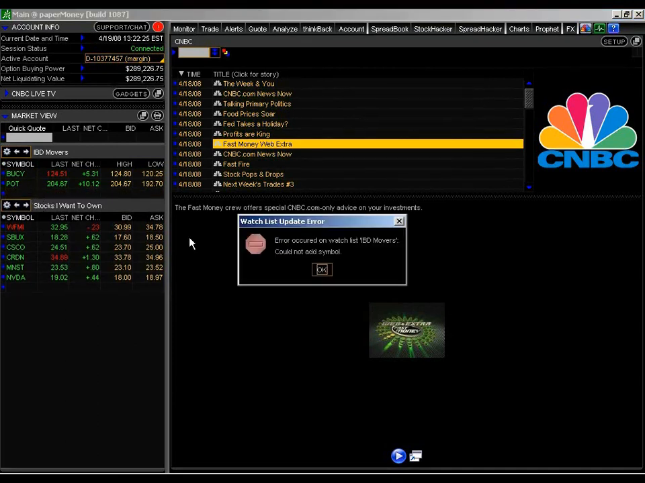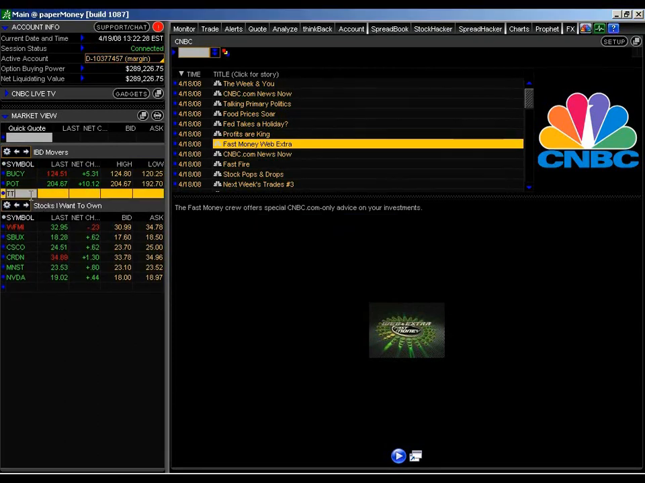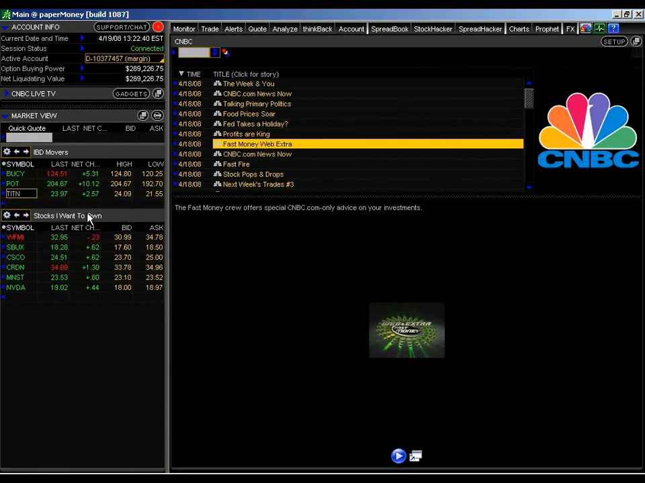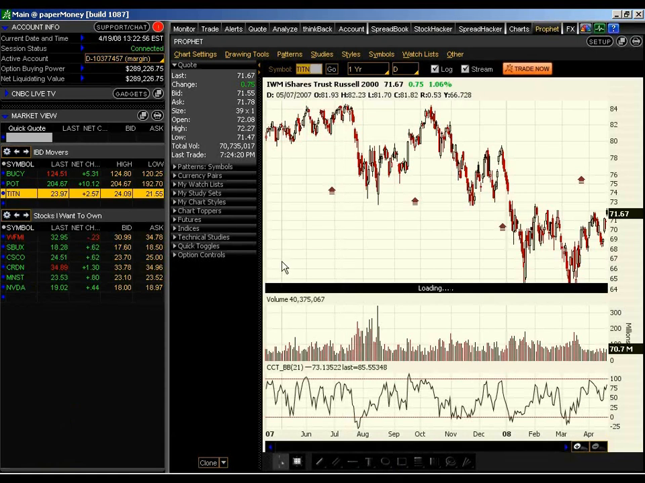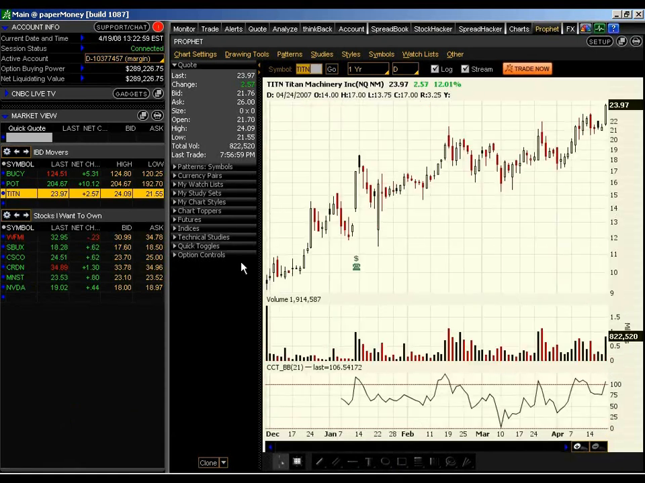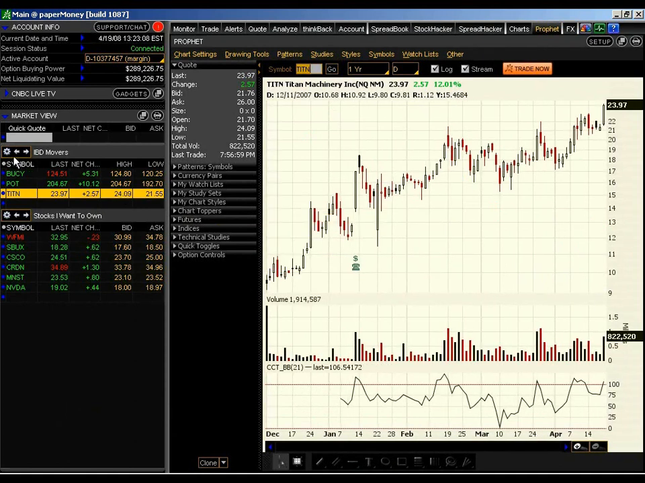These are the top three right now. Whoops. Oh, what is the symbol? TITN. There we go. Okay. So, we can take a look at these, and you can have your own watch list set up any way that you want. And if you want to get a graph of it, all you have to do is right click on that, go to TOS charts, or you can go to profit, and it will just bring it right up for you. And you can keep an eye on it, and you're all set. That is a very nice thing.